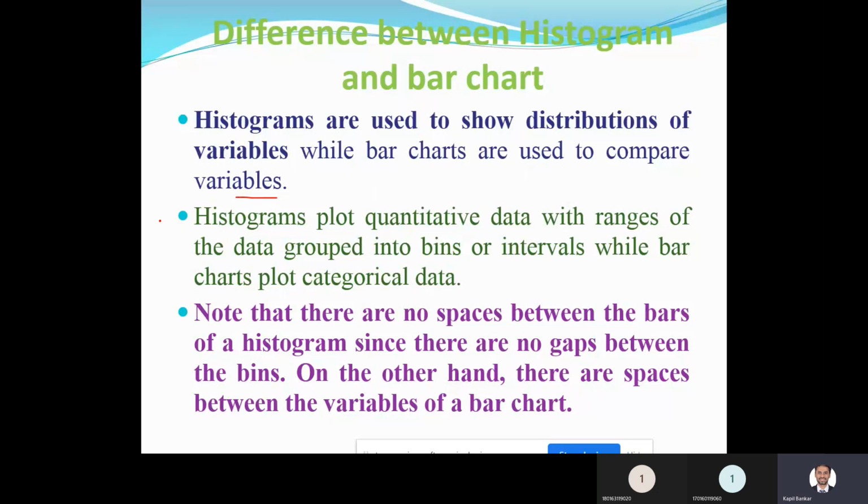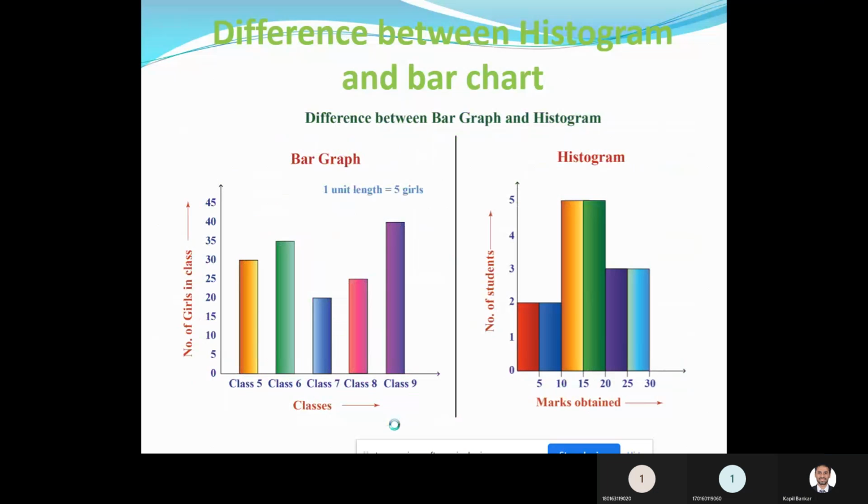Now second, the histogram plots quantitative data, where ranges of the data are grouped into bars or intervals, while a bar chart plots categorical data. As I told you, note that there are no spaces between the bars of a histogram since there are no gaps between the bins. On the other hand, there are spaces between the variables of a bar chart. See the difference between histogram and bar chart.